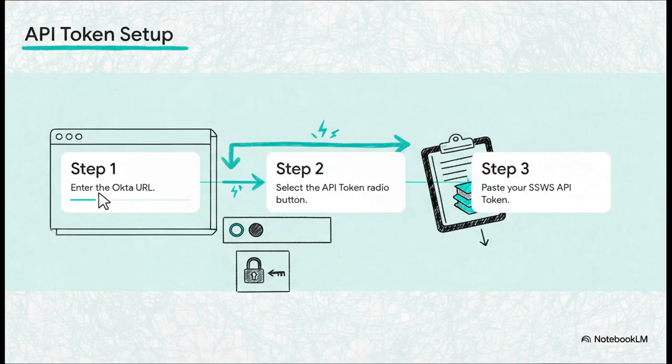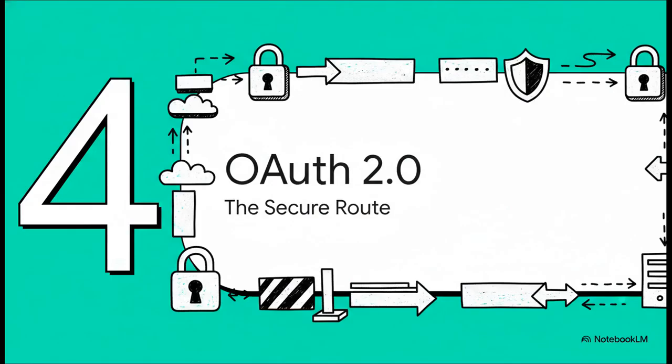You just put in your Okta URL, click that little radio button for API token, and then you paste in that SSWS API token you got from Okta. That's it. You're done. Pretty quick, right? Now let's switch gears and explore the other path, the secure route, using OAuth 2.0.